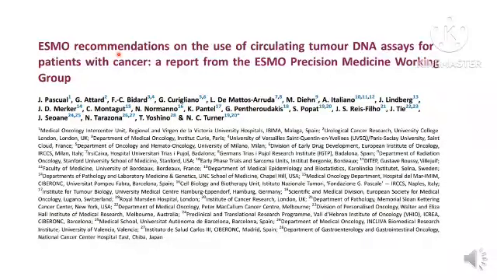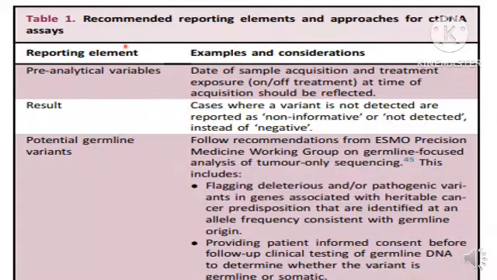European Society of Medical Oncology recommends a few guidelines on the use of circulating tumor DNA assays for patients with cancer. Recommended reporting elements are pre-analytical variables. You need to know the date of sample acquisition and treatment exposure. Whether the patient is on treatment or off treatment at the time of acquisition should be reflected in your report.